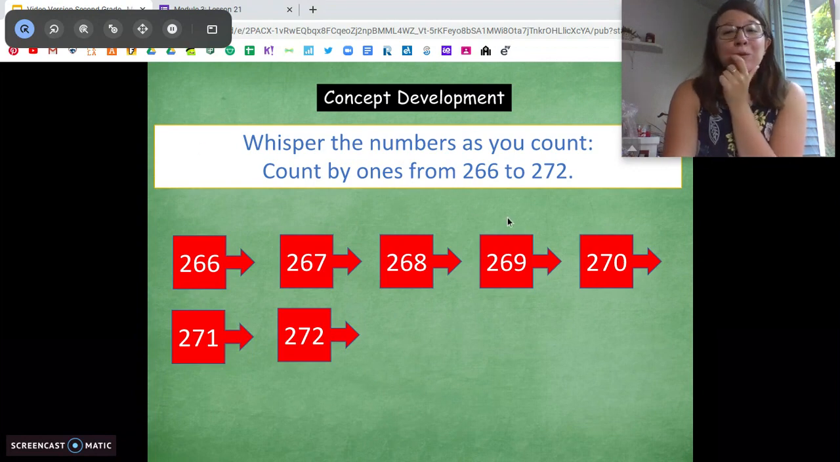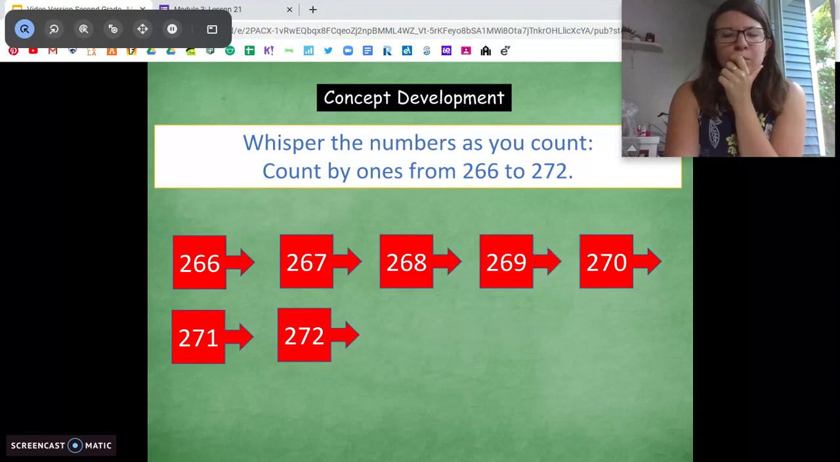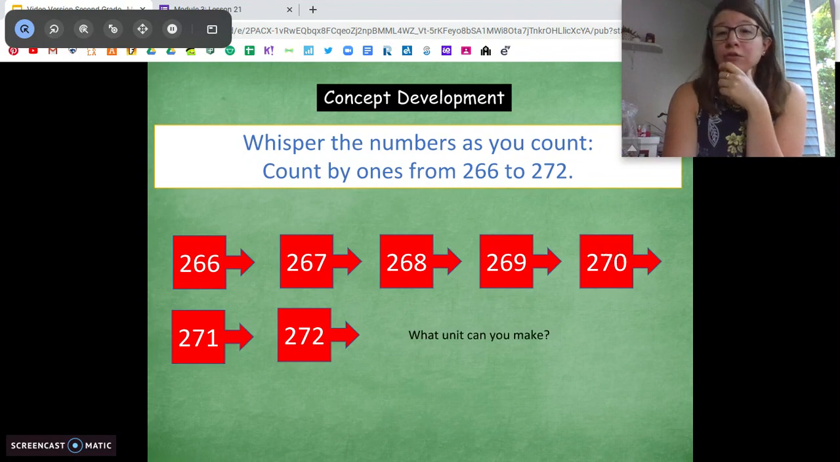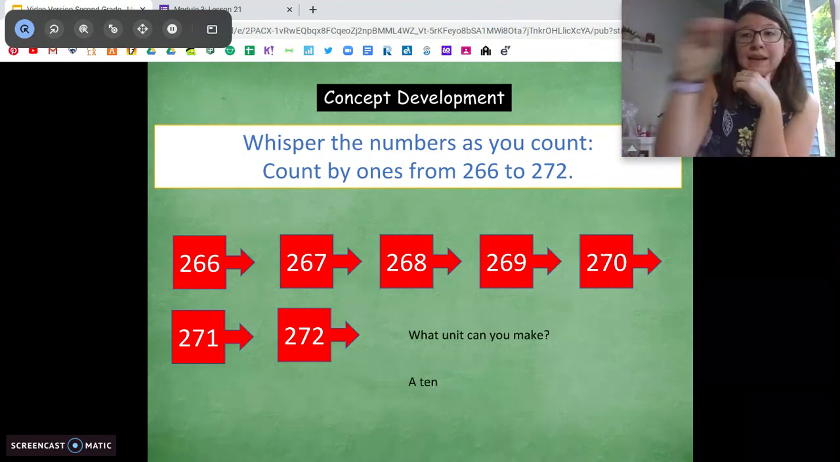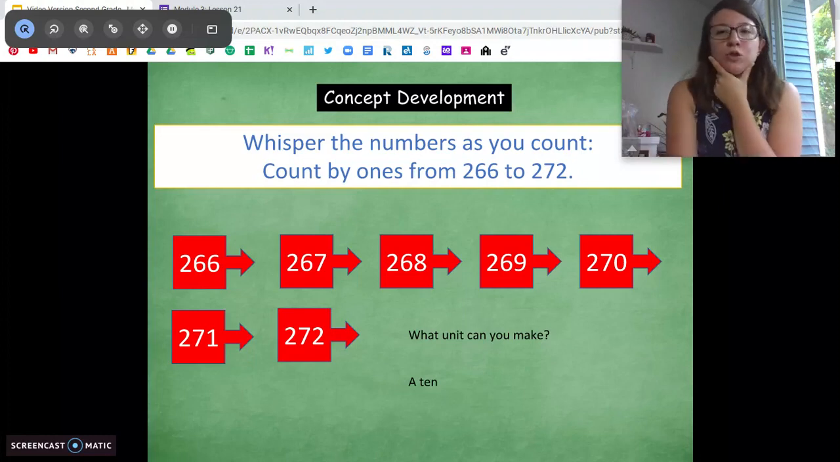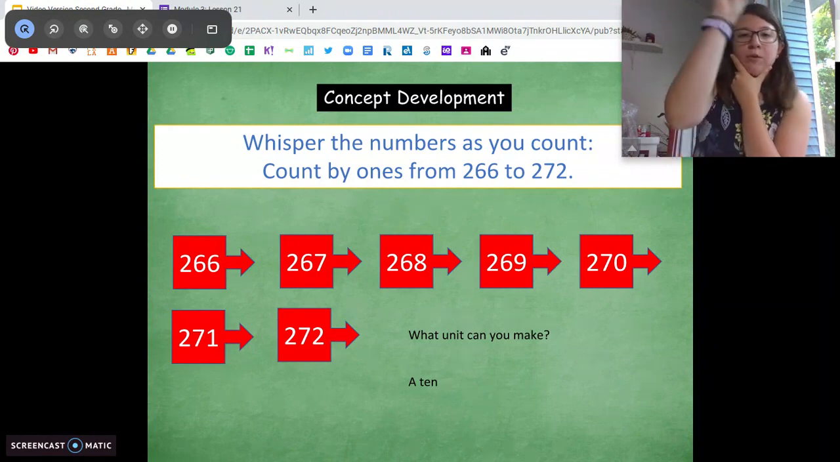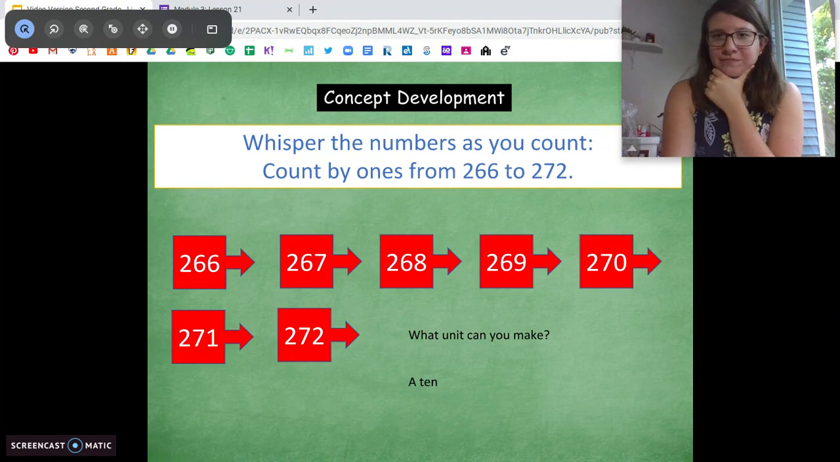Very good. When you got to 270 on your ones, or when you got to 269 and then went up to 270, you should have had 10 ones in your ones place. You could have regrouped them and made a new 10 and then kept counting from there. So do that now if you haven't already. Switch over those ones, 10 ones into a 10. So you should have on your board 2 hundreds, 7 tens, 2 ones, because we switched them over and made a new unit. Awesome job.